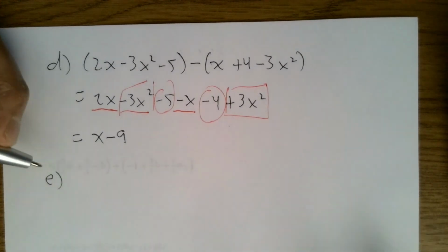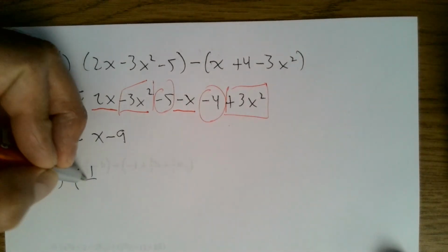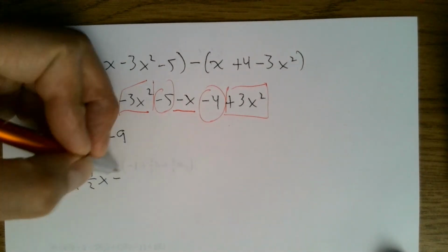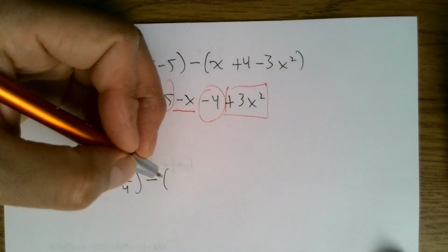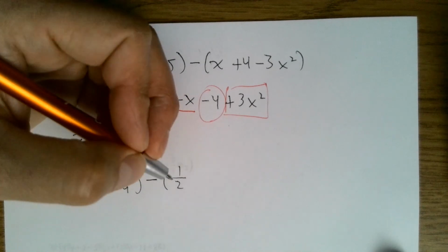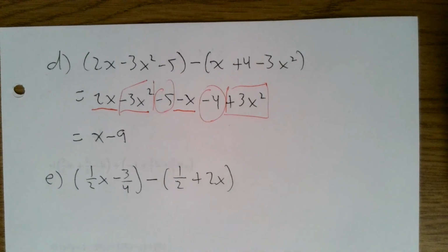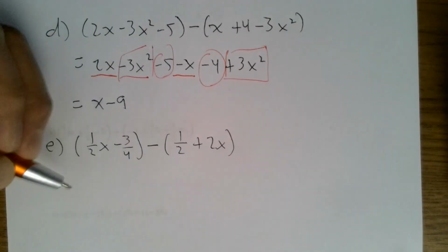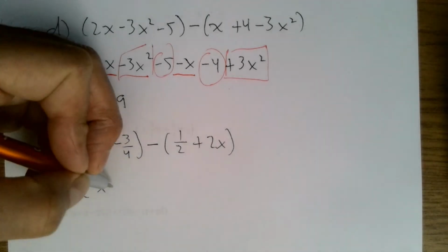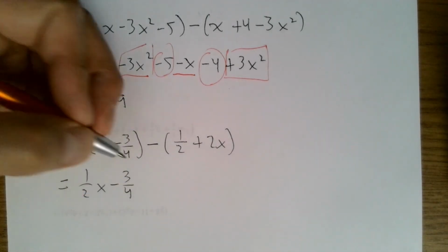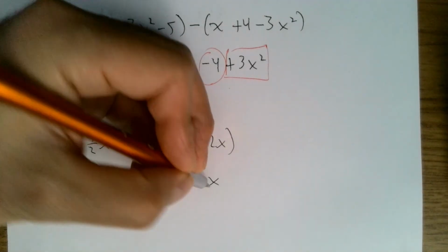Okay, and just one more. Got a half x minus 3/4. Take away a half plus 2x. Okay, and first thing we want to do is rewrite this without the brackets. So I've got a half x minus 3/4. Take away a half. Take away 2x.